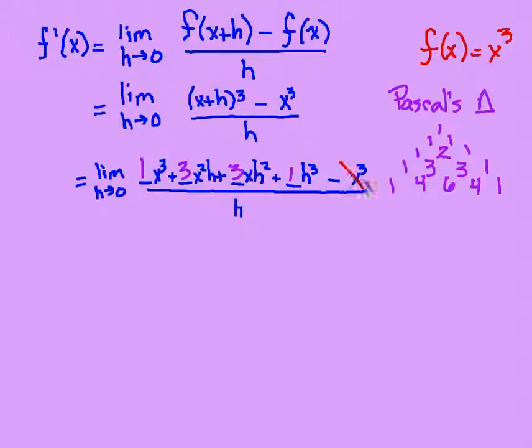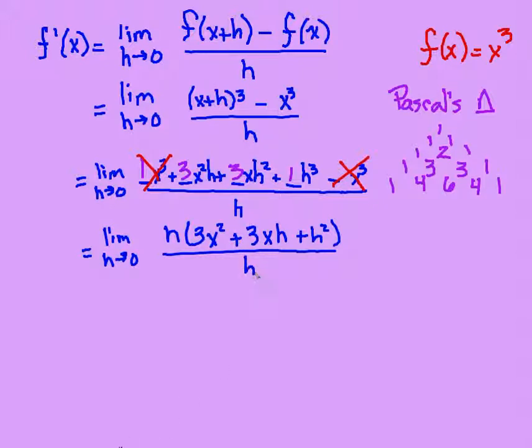So those go away. And then we have 3x squared h, 3x h squared, 1h cubed, and we notice that each one of these has an h in it, so I will rewrite this so it looks like this: h, and then we're left with 3x squared plus 3x h plus h squared, all divided by h.